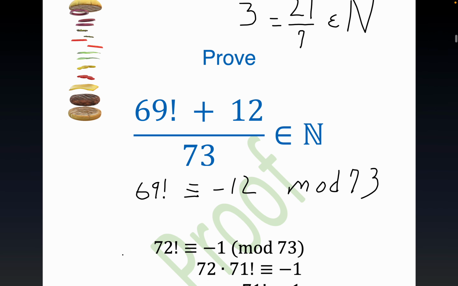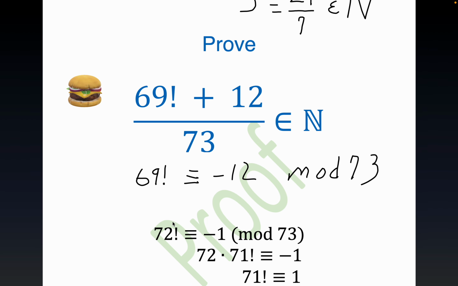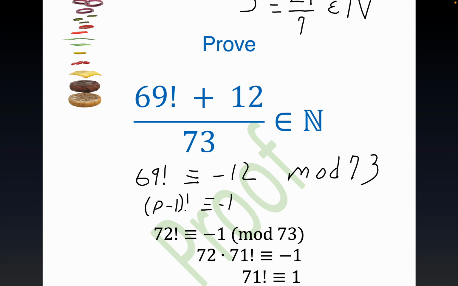We're going to start with something that's quite familiar to you. This is just a special case of what we call Wilson's theorem, and this left-hand side is in the form (p minus 1) factorial, where p is a prime, which is always congruent to negative 1 mod p. And this holds for all prime numbers.